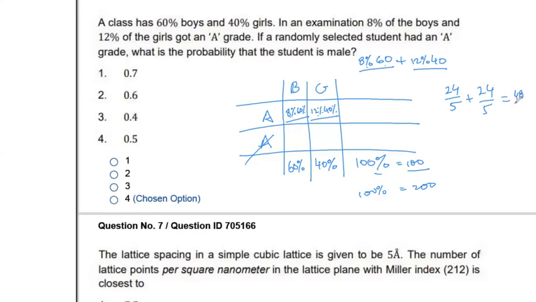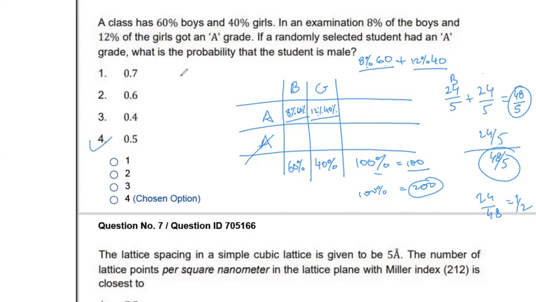48 over 5 is my total. And out of that 48 over 5, how many are boys or how many are males? That's what they're asking. So out of the A grade students, how many are boys? So 24 over 5. And therefore the answer becomes 24 over 48, which is half. Now I've got the same answer had I taken 100% as 200.